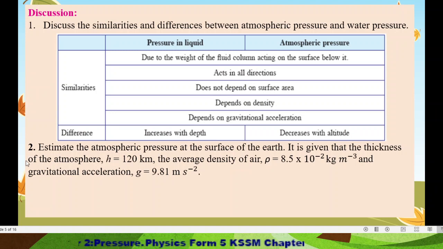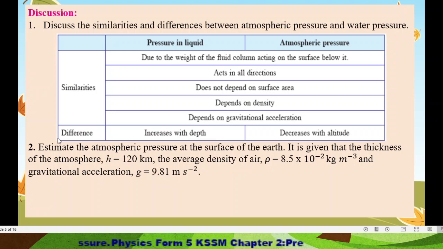Okay, look at number 2. Estimate the atmospheric pressure at the surface of the earth. It is given that the thickness of the atmosphere h equals 120 km. The average density of air rho equals 8.5 times 10 to the power negative 2 kilogram meter to the power negative 3, and gravitational acceleration g equals 9.81 meter second to the power negative 2.